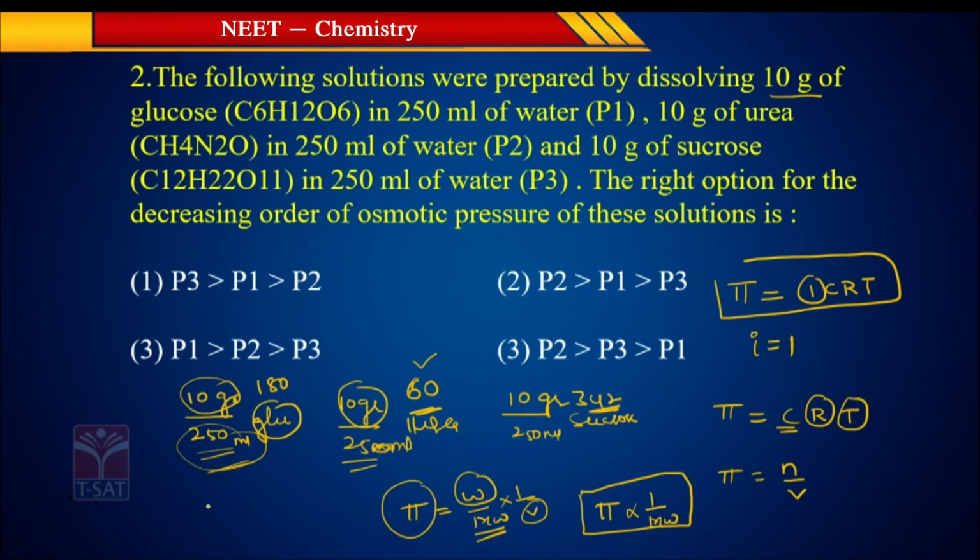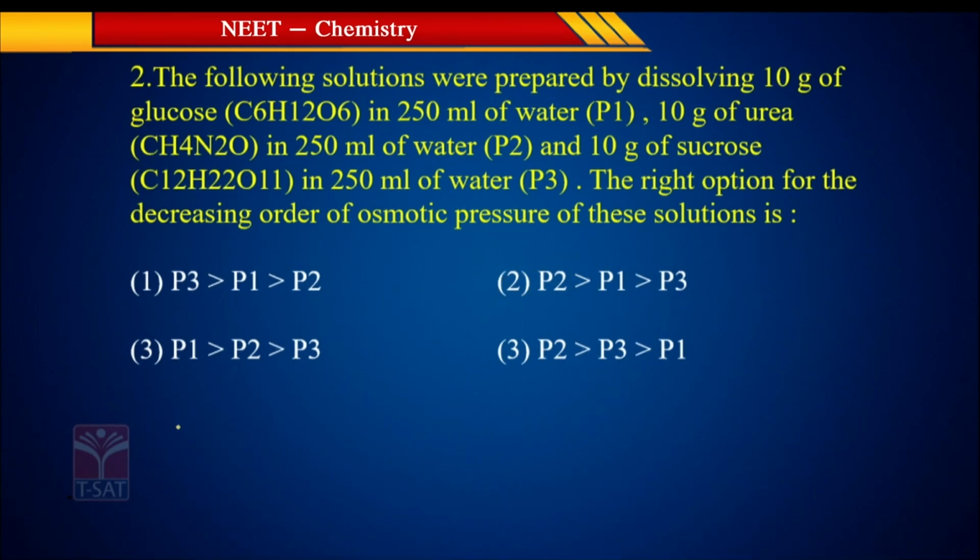That is option 2. The pressure exerted by glucose is P1, the pressure exerted by urea is P2, and the pressure exerted by sucrose is P3. Urea's molecular weight is least, so pressure is highest, P2. Then next is P1, molecular weight 180. Sucrose, with molecular weight 342, produces the lowest osmotic pressure, P3. So P2 is greater than P1 is greater than P3. Option 2 is the correct answer.